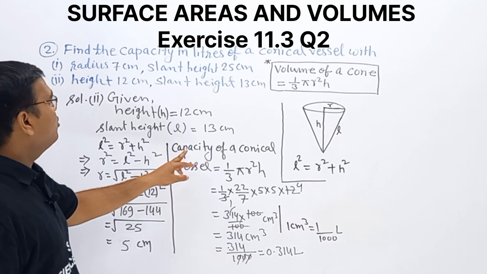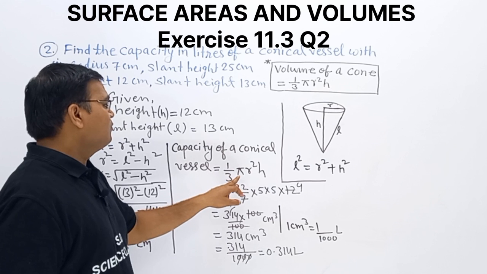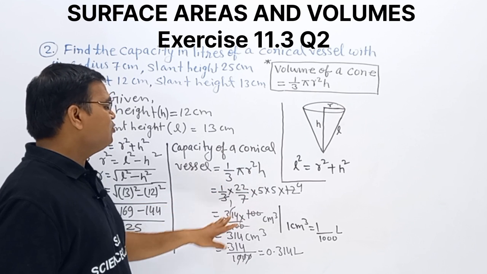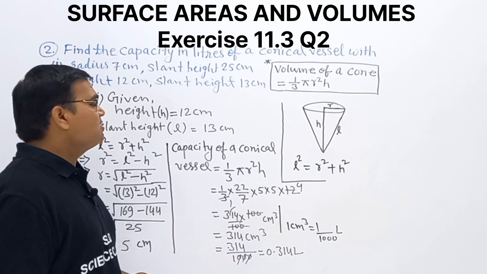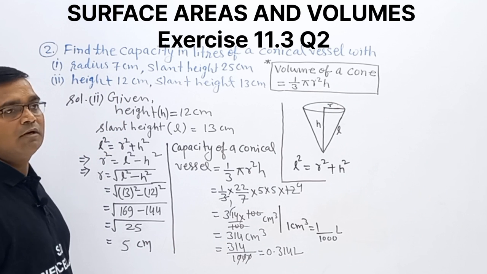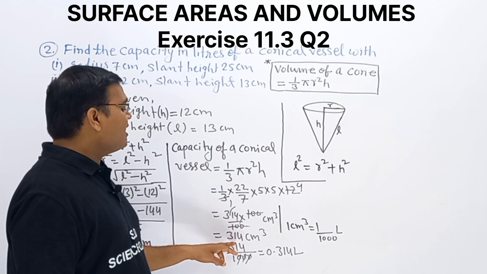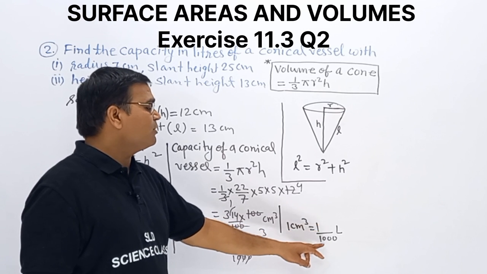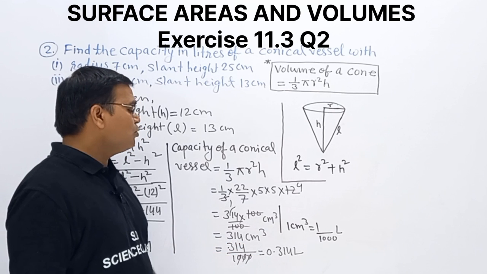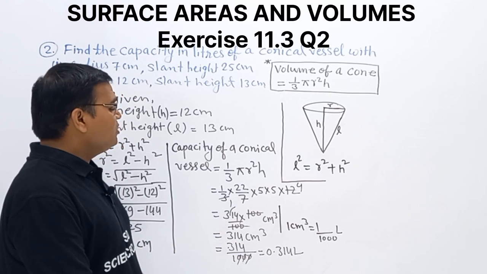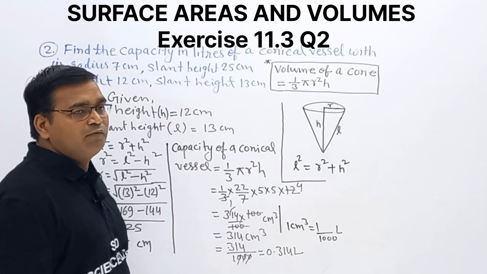Clear? Now we want the capacity of a conical vessel. It is the volume of a cone, 1 upon 3 pi r square h. Putting the values and solving, we are getting 314 centimeter cube. This is the volume of a conical vessel or capacity of a conical vessel. But in liters, 1 centimeter cube equal to 1 upon 1000 liter. So we are dividing by 1000, then we are getting 0.314 liter will be the capacity of a conical vessel.